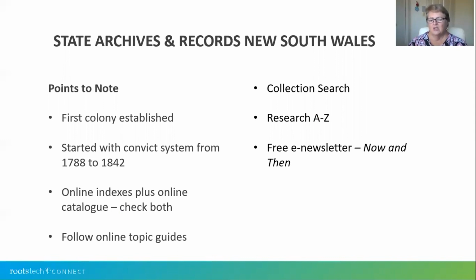So follow the online topic guides. Wills and probate are particularly complicated in New South Wales, so I definitely recommend following that guide. Collection Search is the online catalogue, and you can search that. Research A to Z, you can put in a letter I for immigration, and it will bring up those guides and indexes. The e-newsletter is called Now and Then.